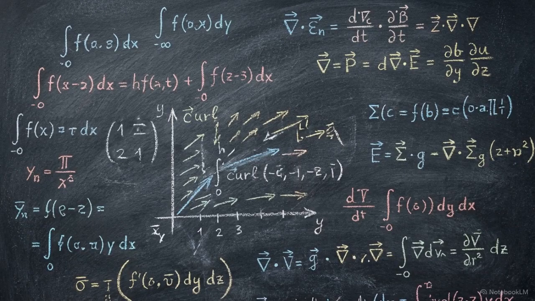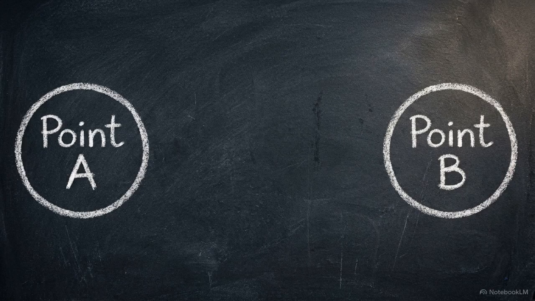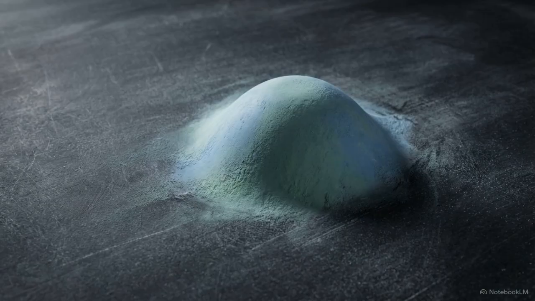Parameterizing complex paths and calculating dot products requires heavy, tedious computation. This raises a conceptual question. Under what conditions does the specific route taken between 2 points become entirely irrelevant to the final calculation? The answer lies with conservative fields.